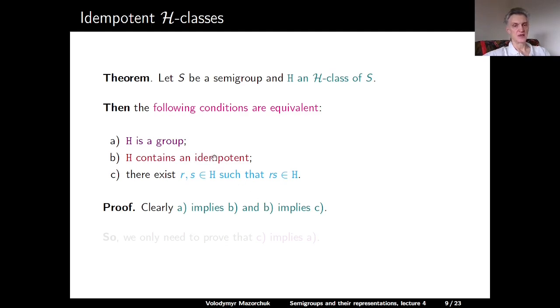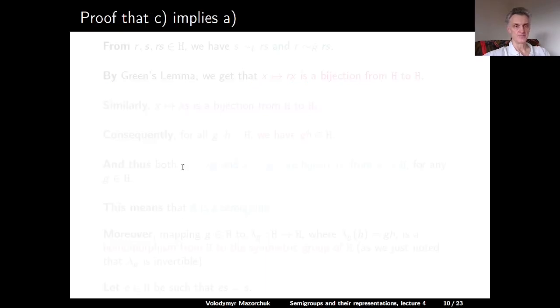Proof. Clearly the first condition implies the second condition, any group contains an idempotent, and the second condition implies the third condition. If we have an idempotent, then this idempotent times itself gives us this idempotent. So we only need to prove that the last condition, condition C, implies condition A. Okay, so we have 3 elements in H, R, S, and the product RS. And we have that S is L equivalent to RS and R is R equivalent to RS.